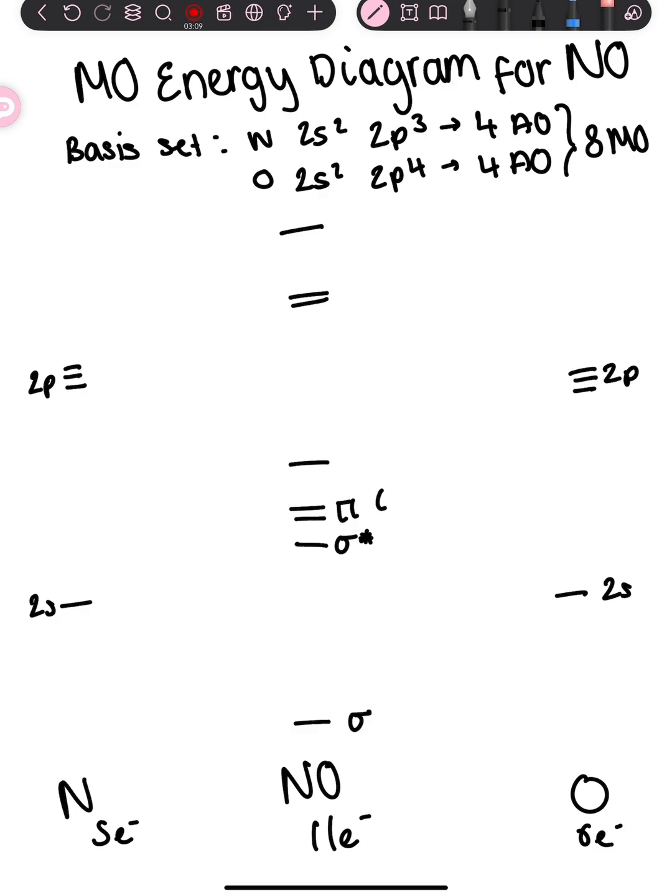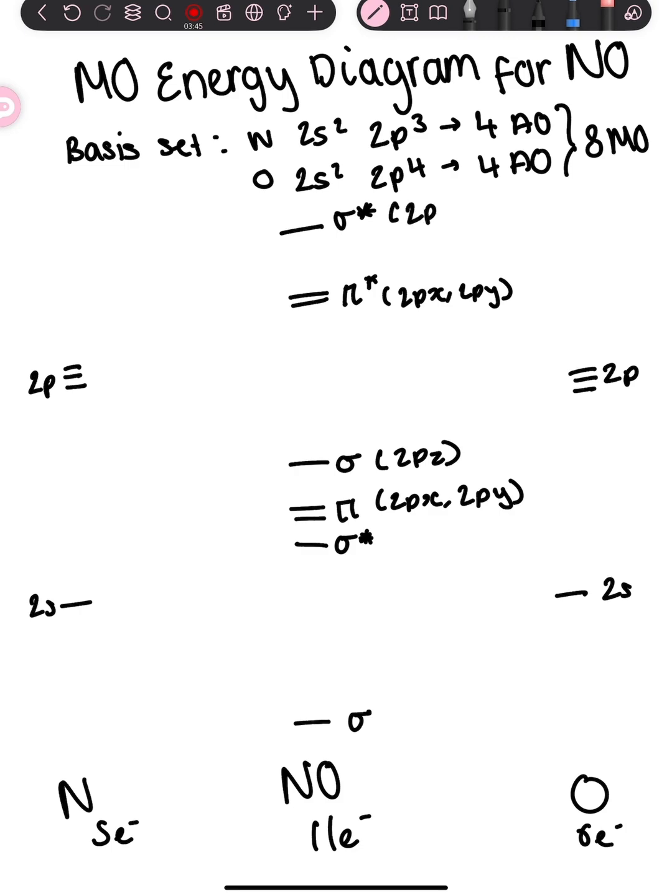So let's just label them now. The bottom one is pi bonding, and we know this comes from the 2px and 2py orbitals. And this one here is sigma bonding orbital, and this is 2pz. And at the top, similarly, we have pi antibonding of 2px and 2py, and at the very top again is sigma star, so antibonding orbital of 2pz.